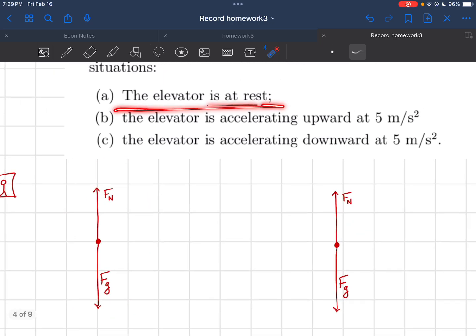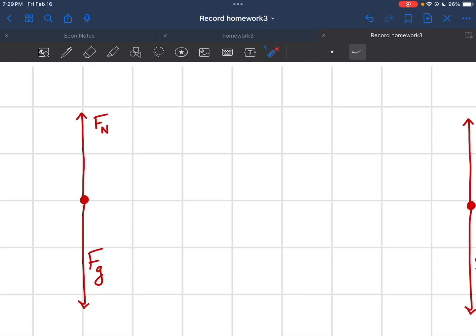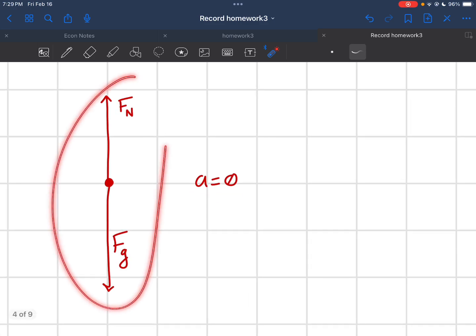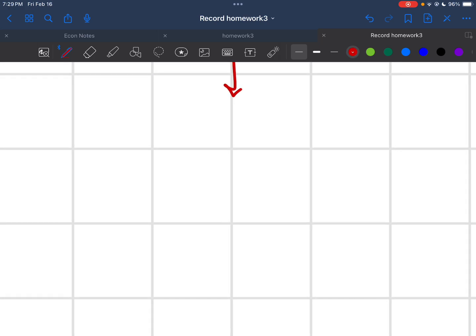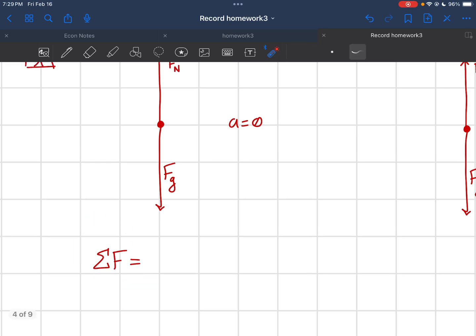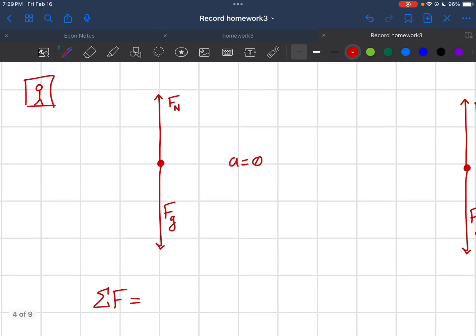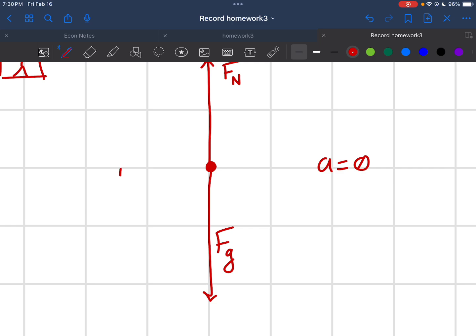So the first one is when the elevator is at rest. I can tell myself off to the side that my acceleration will be 0. Reminder that I do not put accelerations on my force diagram anywhere. All right? So if I set up my sum of my forces, the one step that I skipped is I didn't say which way was positive. I'm going to say that up is positive for this one.